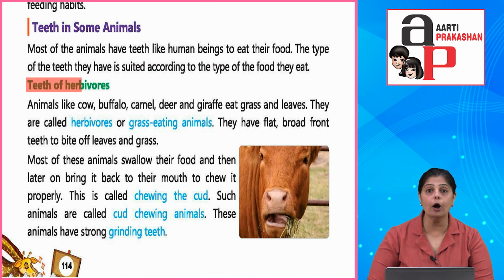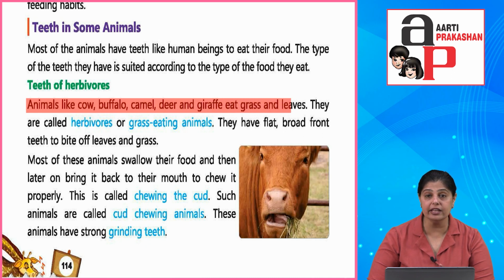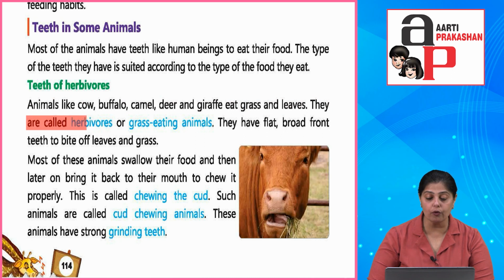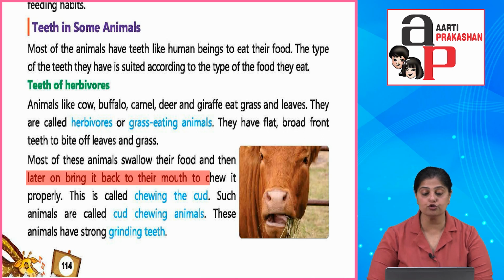Alright, so teeth of herbivores. What are the teeth of herbivores like? Animals like cow, buffalo, camel, deer and giraffe. What do they eat? They eat grass or leaves. They are called herbivores or grass eating animals. Now these animals have flat, broad front teeth to bite off leaves and grass. Most of these animals swallow their food and then later on bring it back to their mouth to chew it properly.